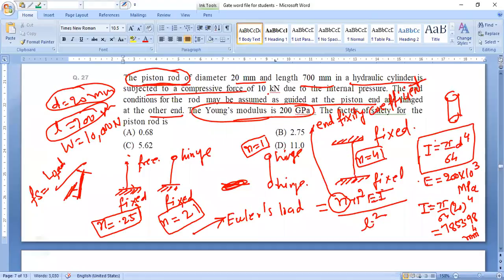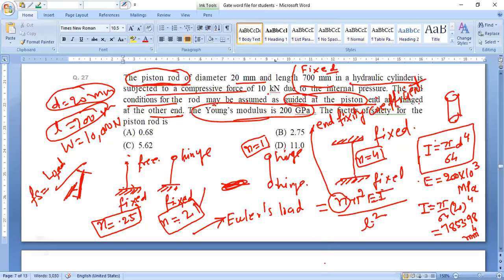ये याद रखना बहुत इंपॉर्टेंट है, चारों कंडीशन में n की वैल्यू मेमोराइज होनी चाहिए आपको। फिक्स्ड फ्री में 0.25 होती है, फिक्स्ड हिंज में 2 होती है, हिंज हिंज में 1 होती है और फिक्स्ड फिक्स्ड में 4 होती है। राइट, अब आप ये बताओ कि हमारे क्वेश्चन में कौन सी कंडीशन लगेगी। क्वेश्चन को पढ़ो, इन चारों में से कौन सी कंडीशन हमारे क्वेश्चन में लगने वाली है। यहाँ लिखा हुआ है द एंड कंडीशंस, इस लाइन को ध्यान से पढ़ो: the end conditions for the rod may be assumed as guided at the piston end. तो इसका मतलब ये हो गया फिक्स्ड, गाइडेड एट द पिस्टन एंड इट इज फिक्स्ड एंड हिंज्ड एट द अदर एंड। तो दूसरे एंड पे हिंज्ड है, तो फिक्स्ड हिंज्ड वाली कंडीशन लगेगी। फिक्स्ड एंड हिंज्ड पे n की वैल्यू कितनी है, 2.